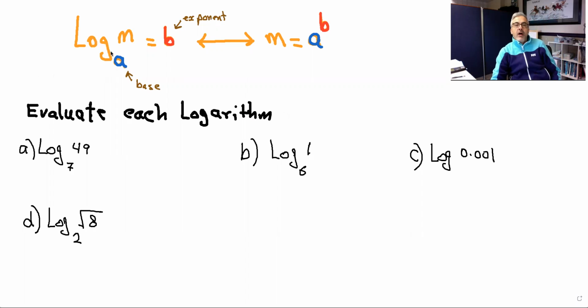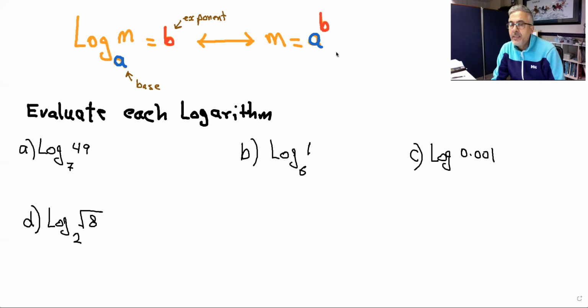So log base A, we call this the base of the log, of M equals B. If we switch this to exponential form, A becomes the base, B becomes the exponent, and M is what it equals. So basically M equals the base A to the power of B.